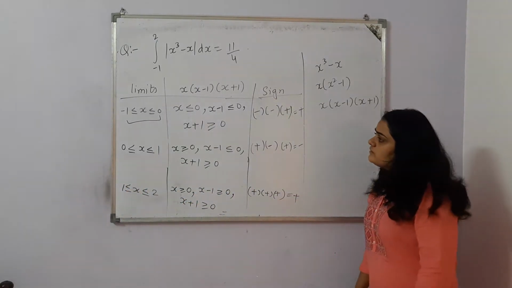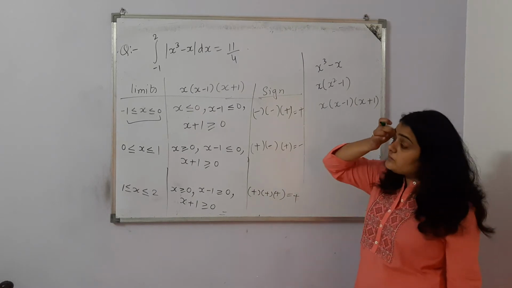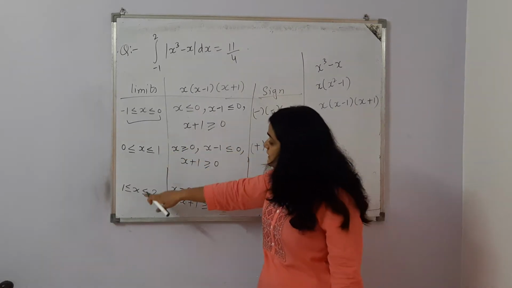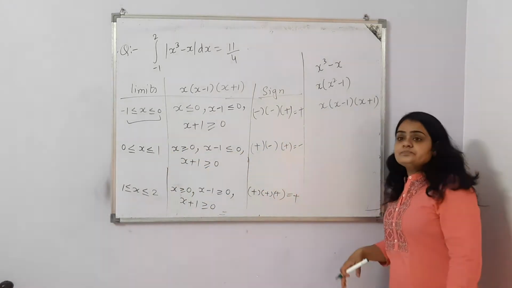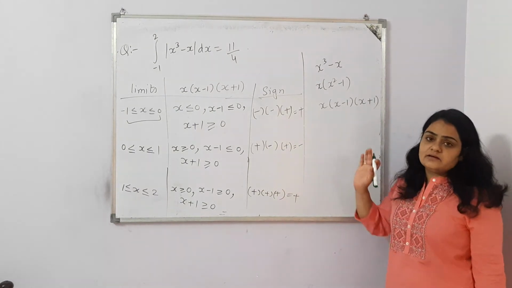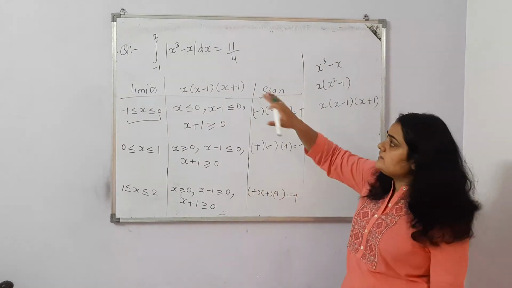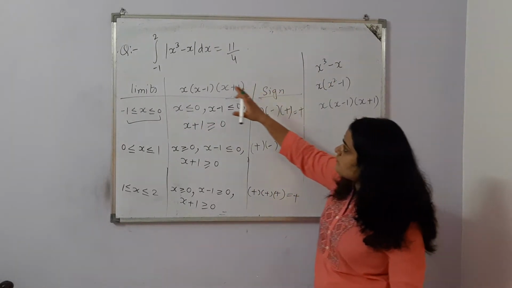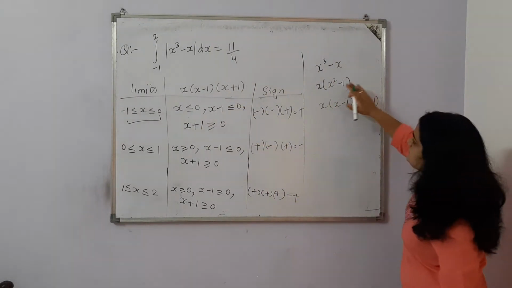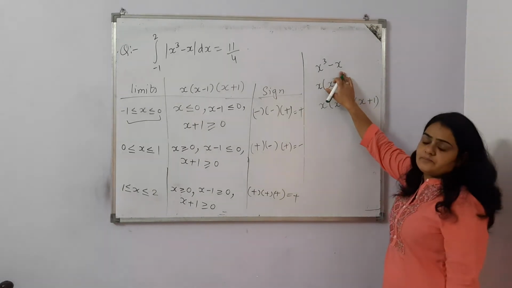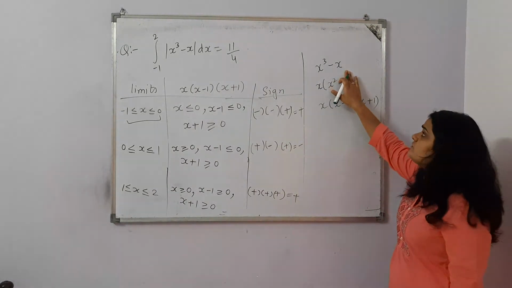So here we need to spread the limits into three parts: minus 1 to 0, 0 to 1, and 1 to 2. Why have I not applied the definition of modulus directly? Because in this function, before taking the modulus, we have already found the factors of x cube minus x.